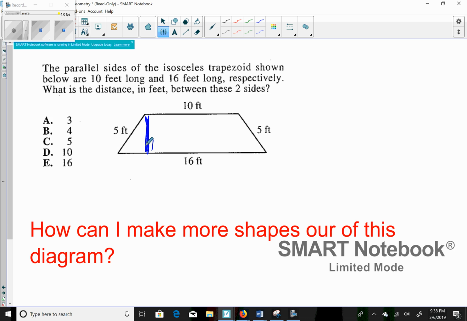If I do draw a perpendicular, I see that from here to here is 10. These two triangles here have to be congruent, which means that I have 6 feet left over. So 3 would have to go here, 3 would have to go here, which would give me the 16 feet, because this is 10. And if this is 5, they form a right angle. That means it has to be a 3, 4, 5 triangle, which means the height is 4, which is choice B.